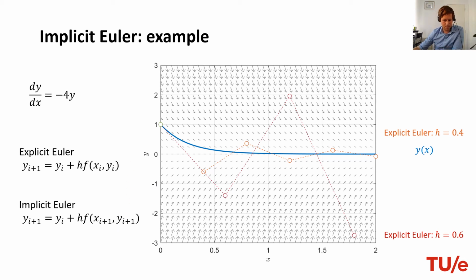So what does this mean? Let me try to draw this a bit. We will take a step in implicit Euler of also 0.6, and that's user input. That's something you decide for yourself. And let's say that 0.6 is somewhere around here.